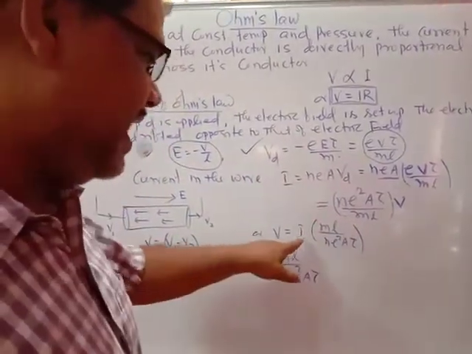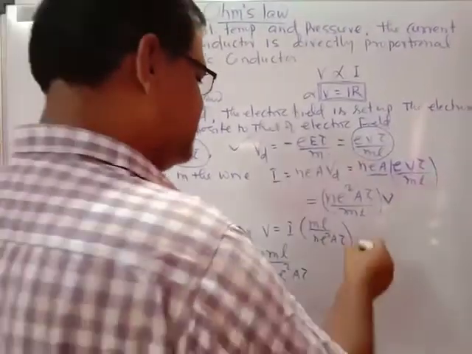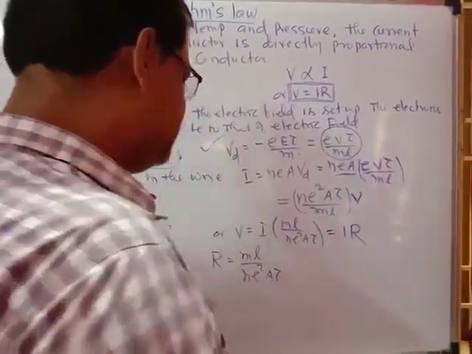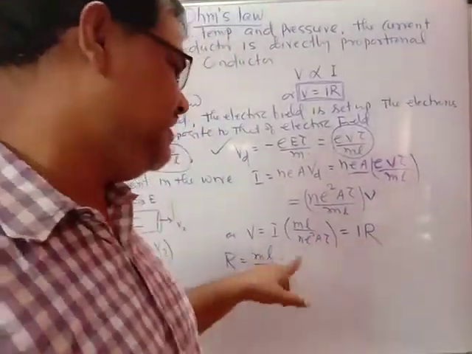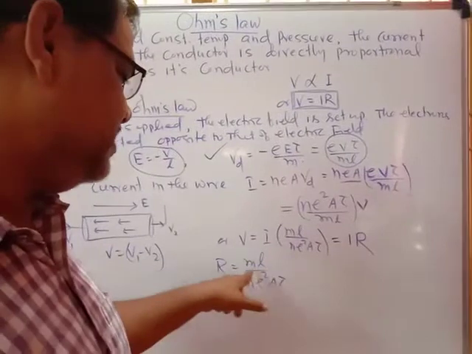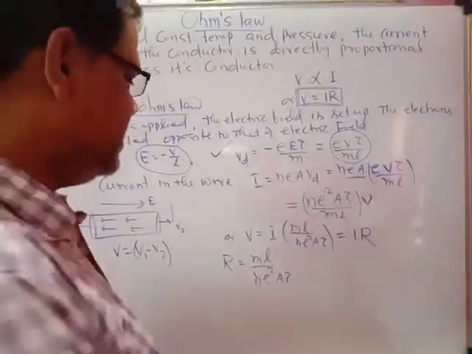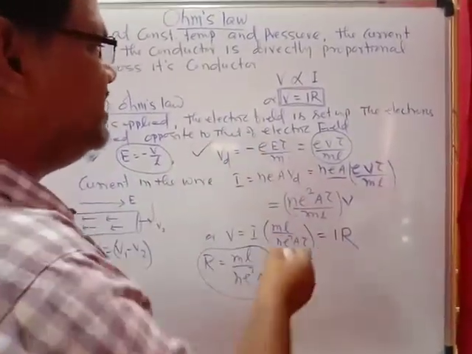V equal to I into R, and in place of R, what have you written? We have written that: m l upon n e square A into relaxation time. This is the expression for that proportionality constant from Ohm's law, that is R.